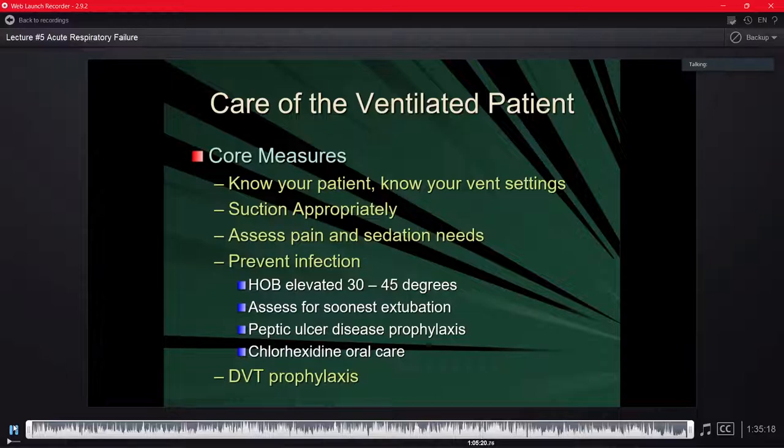If they're not in severe distress and they're just upset they have a tube down their throat, and by the way, I think you would be too, then we're going to try and move forward with the appropriate testing, spontaneous breathing trials, to get a patient extubated. But that's a big deal. Okay, we'll talk about it more.